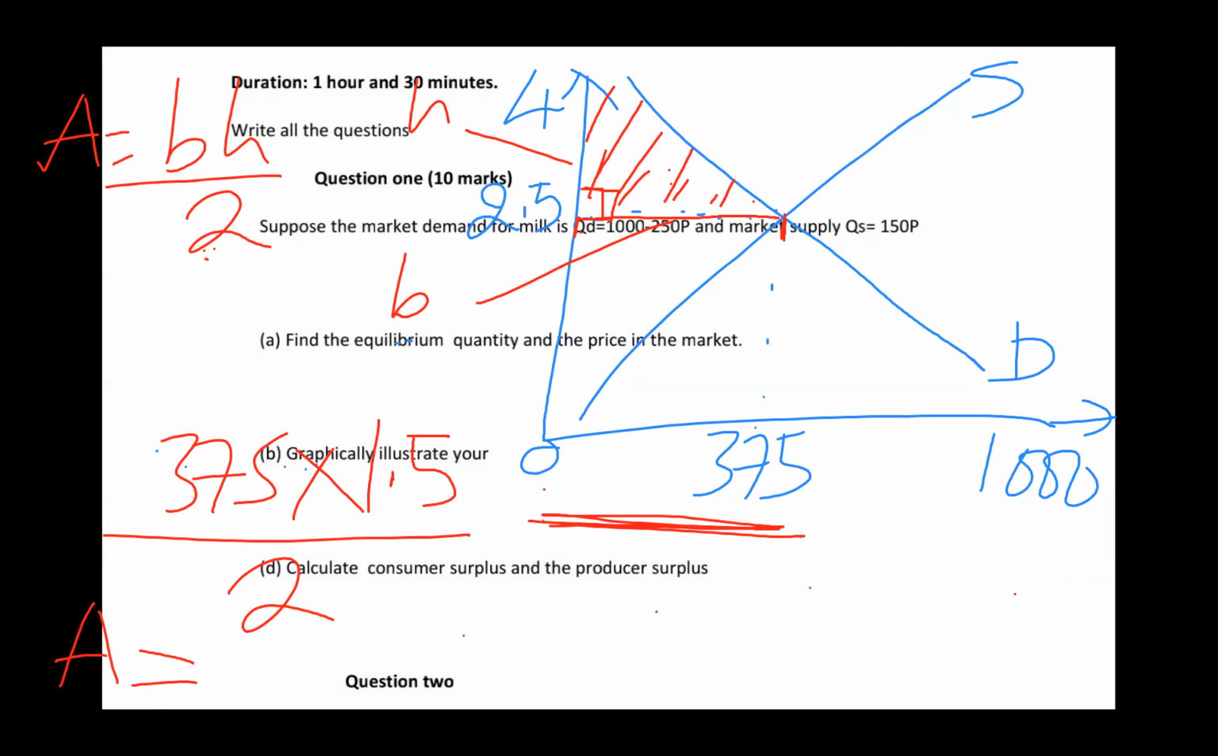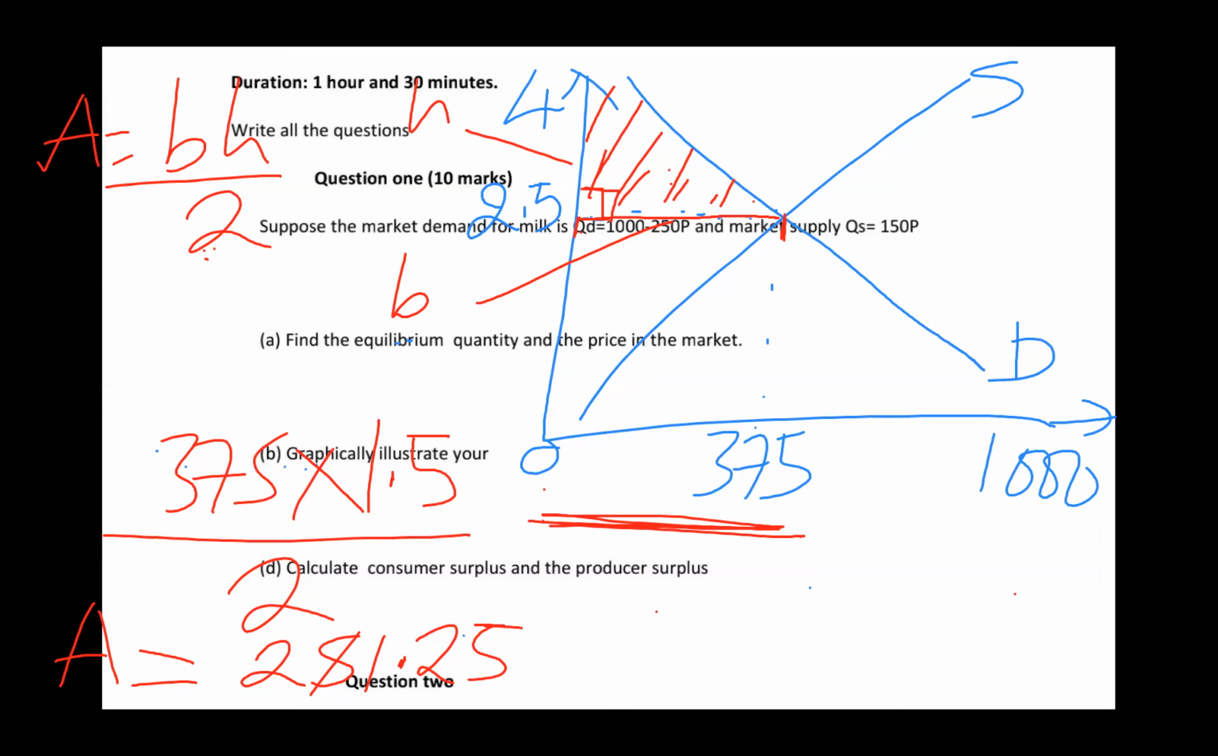What is the area? I found 281.25. 281.25. What about others? We can prove it by others calculating as well. Do you have anyone else calculating? 375 times 1.5, then divided by 2. You have found the same. Thank you. So let's say that is okay because people have proven it.